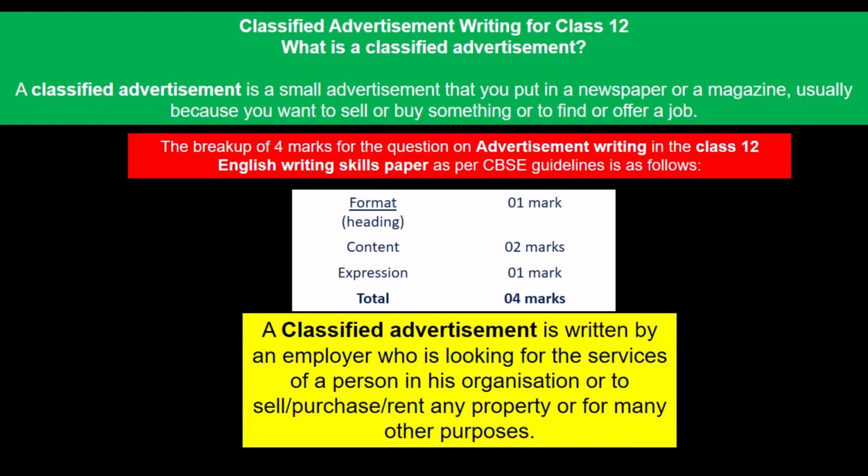And moving further with question number 3, students, where one unit will belong to classified advertisements, and that will be very specific for class 12th students to understand and get acquainted with all the basic proportions to display a classified advertisement. Students, what is a classified advertisement? A classified advertisement is a small advertisement that you put in a newspaper or a magazine, usually because you want to sell or buy something or to find or offer a job.